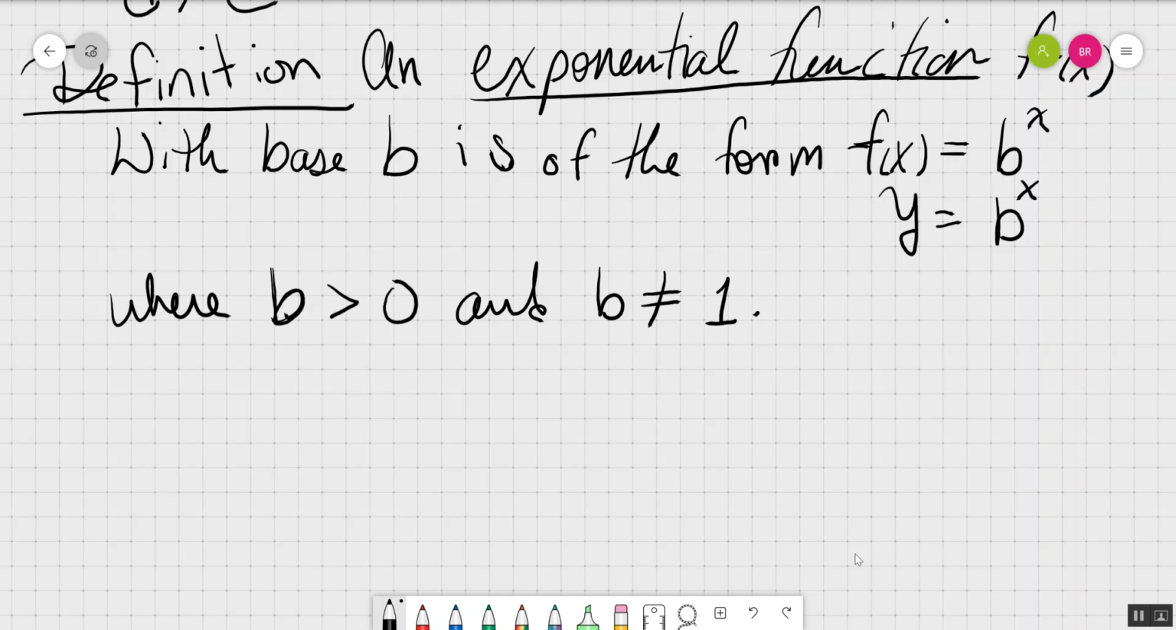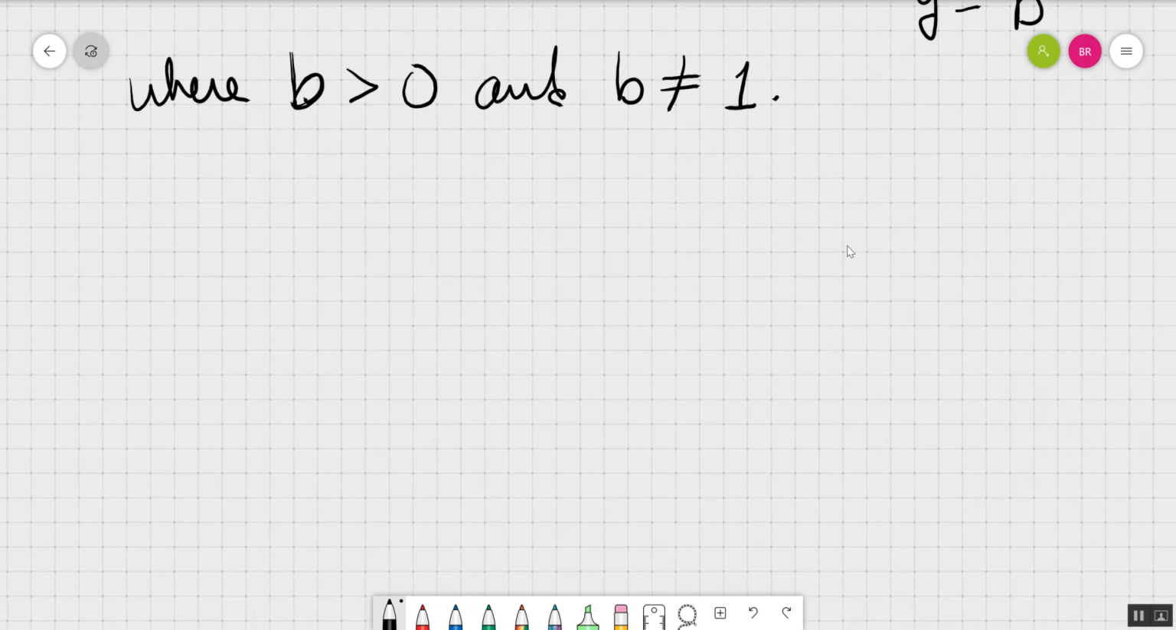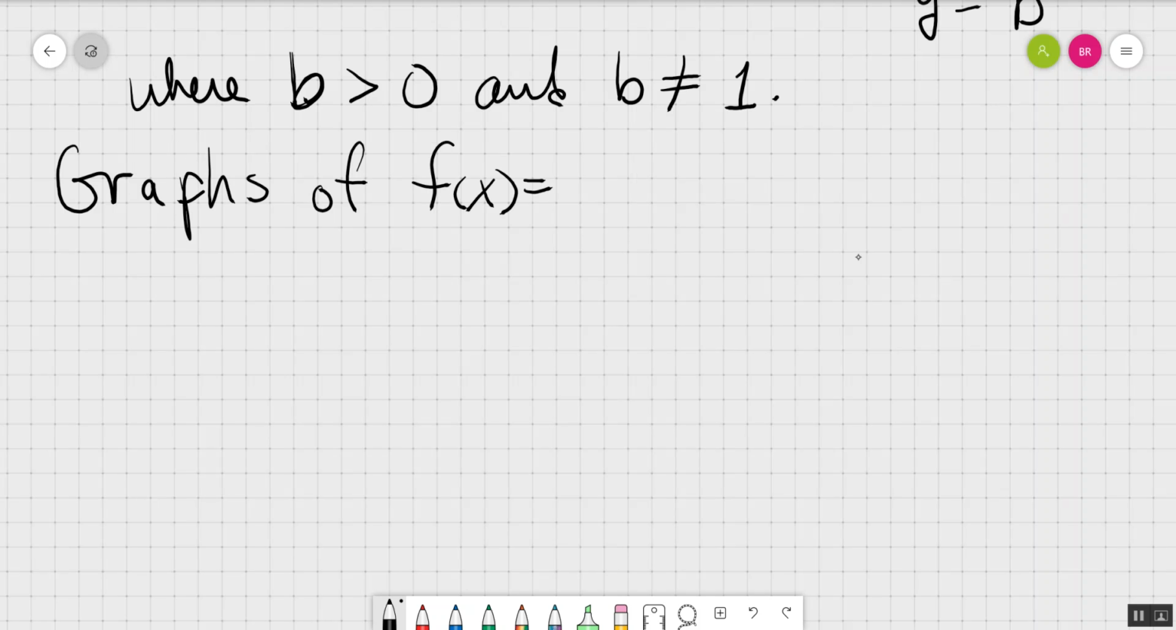So this causes the graph to have some very specific looks when it comes to what b does. So let me tell you a little bit about that. So when you look at the graphs of f of x equals b to the x, it either looks like one of two forms. Either it's going to be what we call a growth or a decay.